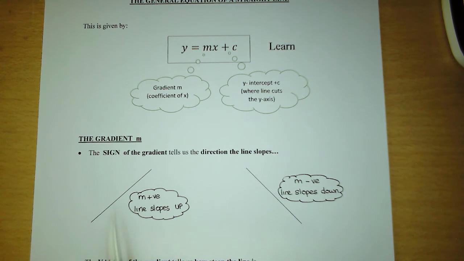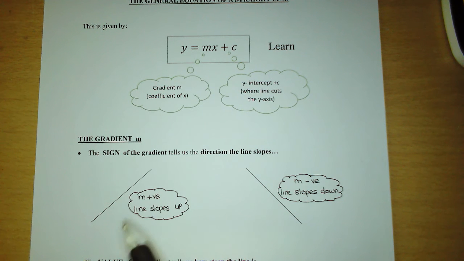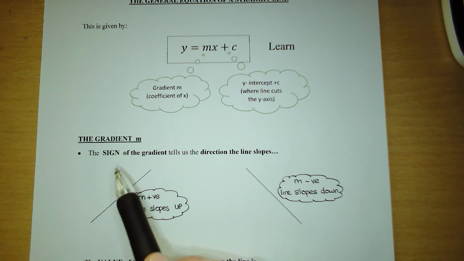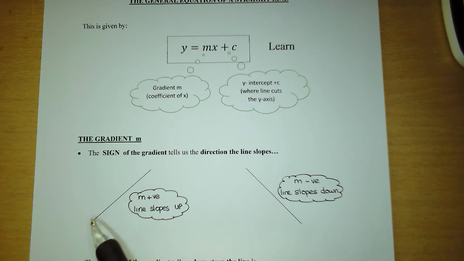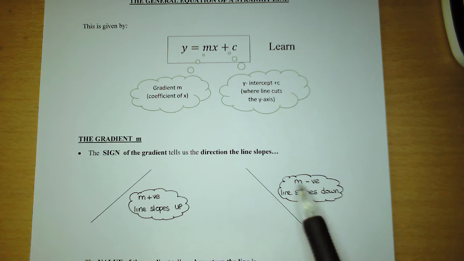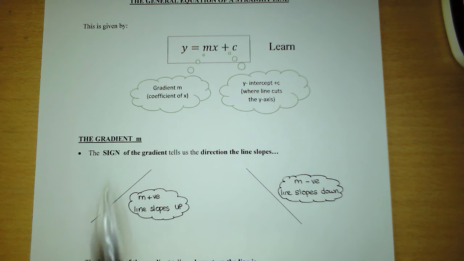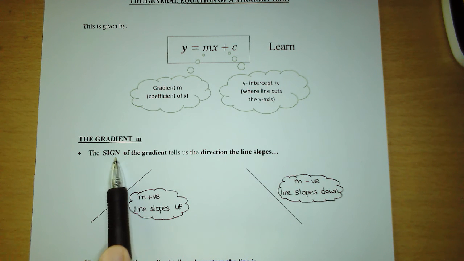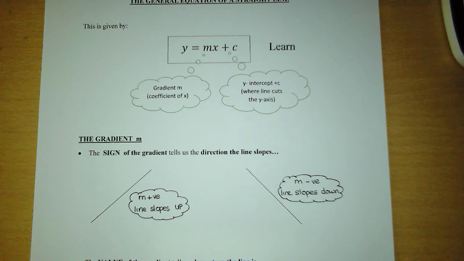So just a quick recap, the sign of the gradient tells you what direction the line slopes. If m is positive, if the gradient is positive, then the line slopes up. Think about it, if someone's positive, they're always looking up. If the gradient is negative, then the line will slope down. If someone is negative, they tend to be looking at the negative, down and being down about things. So that's the first thing we need to understand about the gradient. Its sign tells you what direction the line slopes.